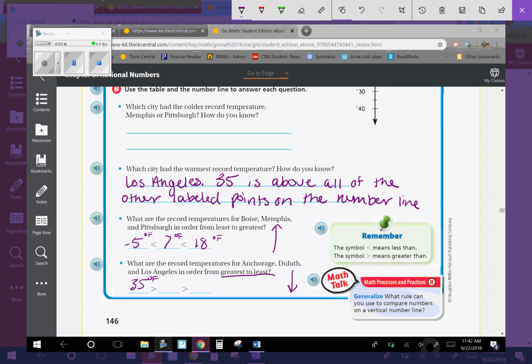And then once we start at Los Angeles and work our way down, Anchorage is next, which is negative 17 degrees Fahrenheit. And then Duluth is the lowest, which is negative 25 degrees Fahrenheit. So remember right here, which symbol means less than and which symbol means greater than, so that you don't get those confused.